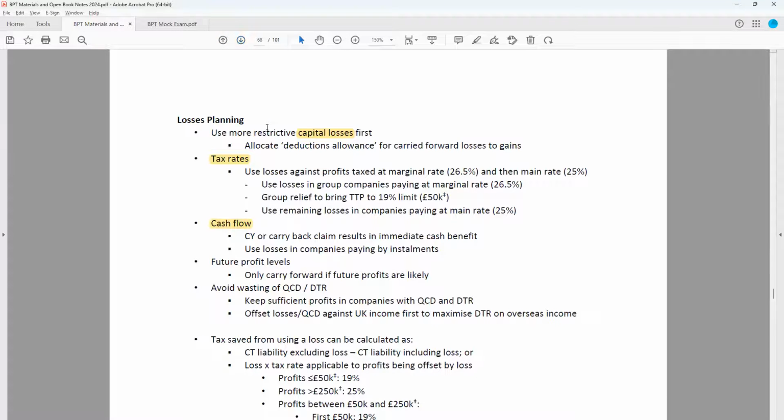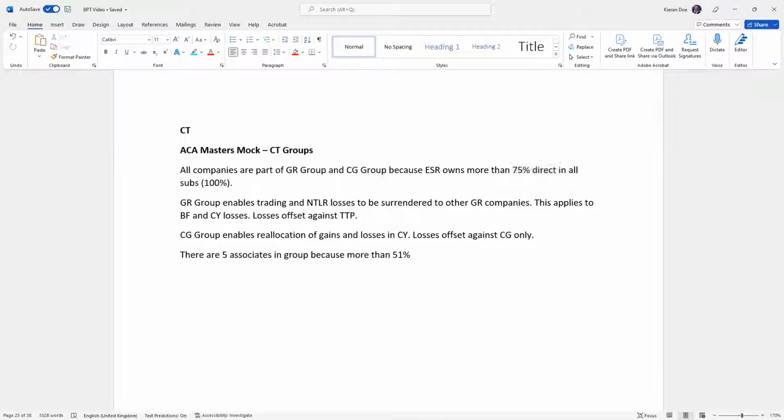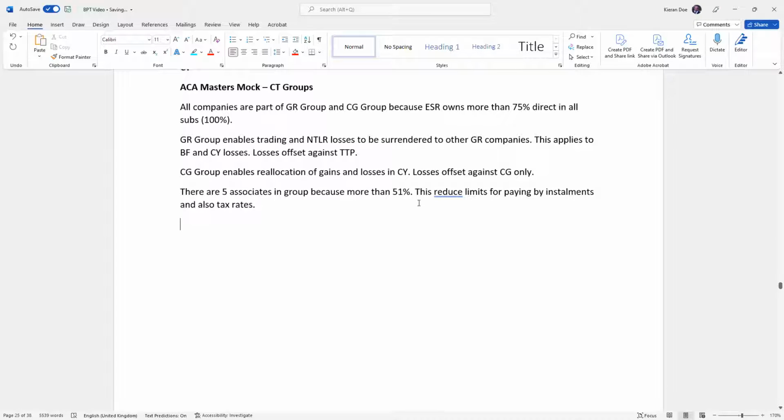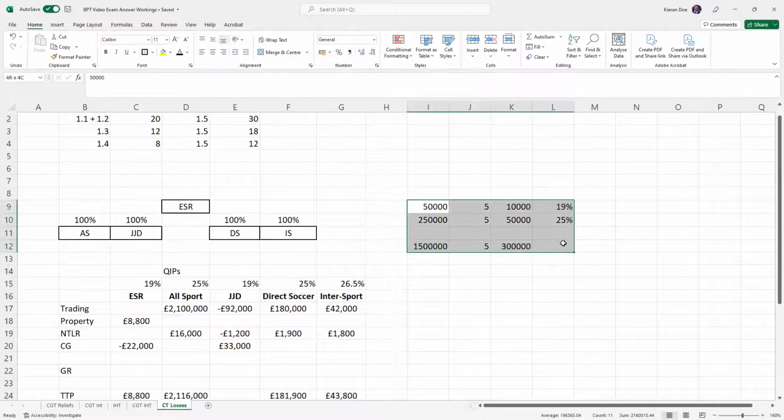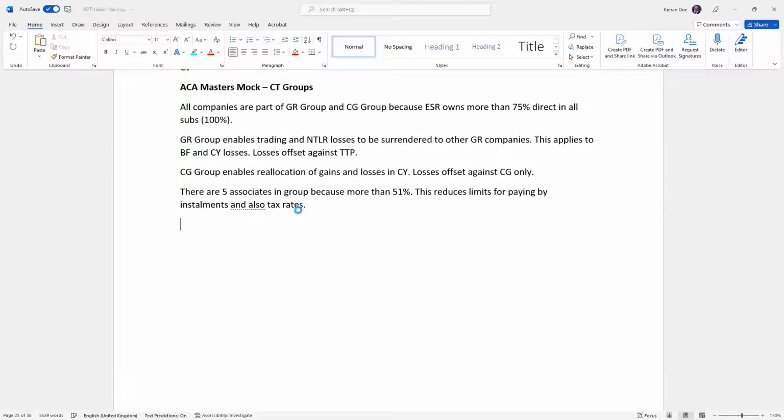But for the associates, it's 51%. So you could put here, this reduces limits for paying by instalments and also tax rates as well. So that's obviously going to be a consideration when we get on to considering how to use the loss. So we could put those on now. We could come on to them after. We've already worked them out. So you could put that here. It clearly shows the examiner we know what we're doing here.